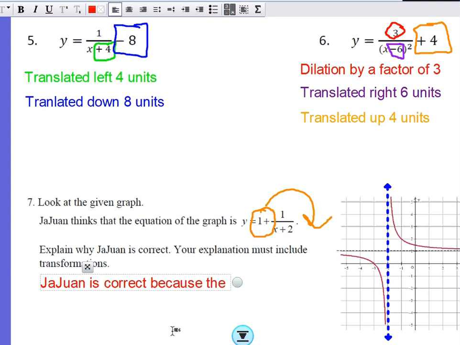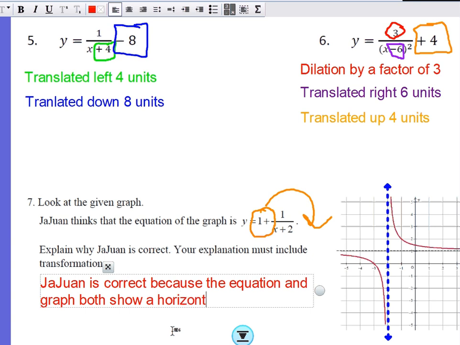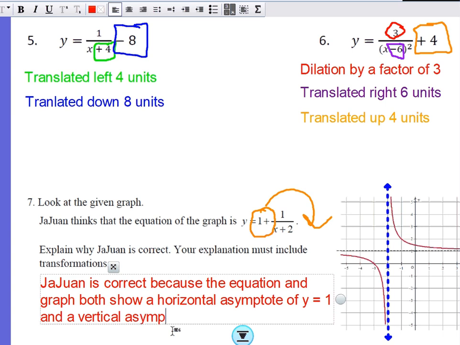because the equation and graph both show a horizontal asymptote of y equals 1 and a vertical asymptote of x equals -2. Keeping in mind here that the plus 2 here was originally a minus -2. So he is correct, and those are the transformations.